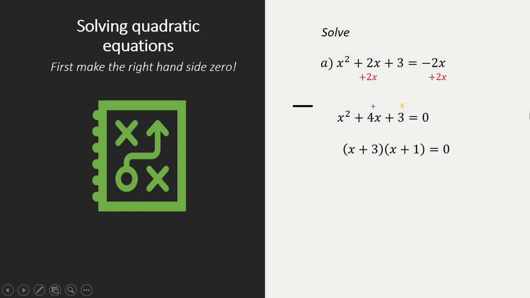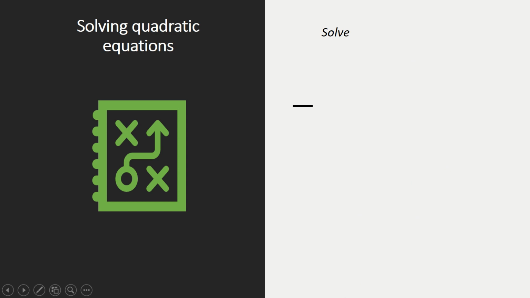Alright, so we know that either this needs to be 0 or that needs to be 0. So x plus 3 needs to be 0 or x plus 1 needs to be 0. So we know that x equals minus 3 or x equals minus 1. If you see this immediately, you may skip this part. But I want you to write down this step, that step, this step of course, and the last step. Alright, so we're going to have a look at the B as well.